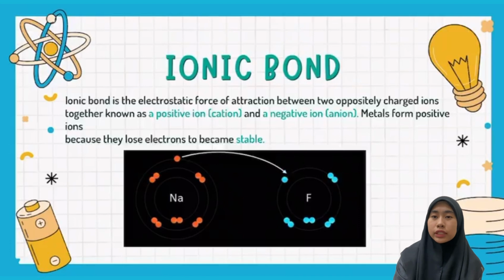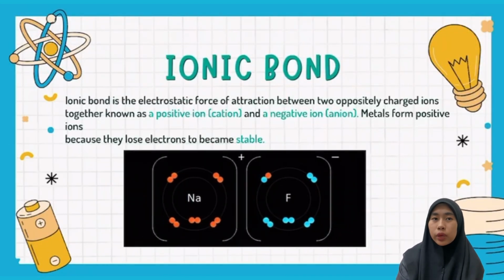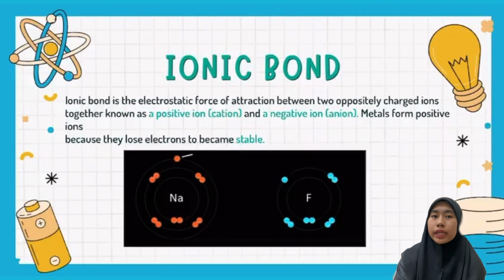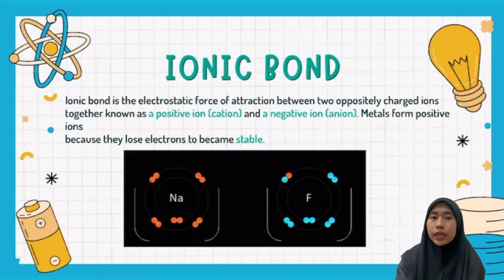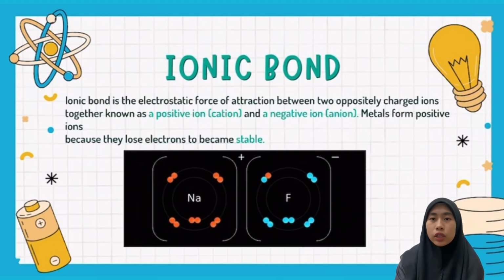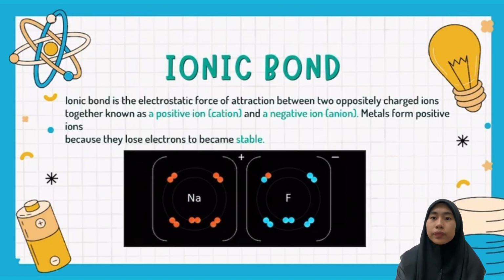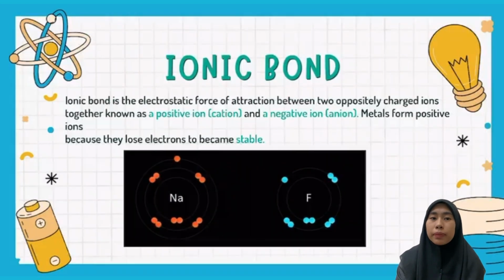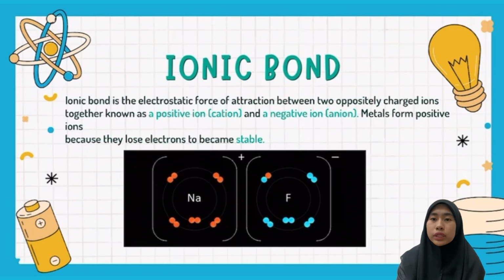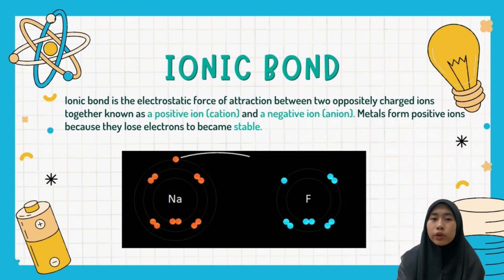An ionic bond is the force of attraction between two oppositely charged ions. This happens when one atom gives up electrons and another atom takes them. In this example, sodium loses one electron and becomes a positively charged ion called a cation. Fluorine gains that electron and becomes a negatively charged ion called an anion. This transfer of electrons makes both atoms more stable and creates a strong bond between them. Metals like sodium form positive ions, while non-metals like fluorine form negative ions.